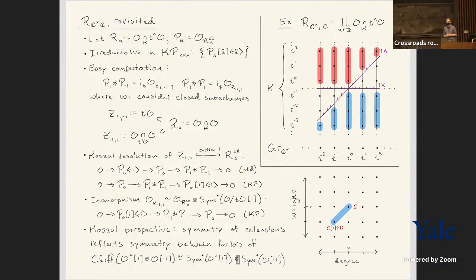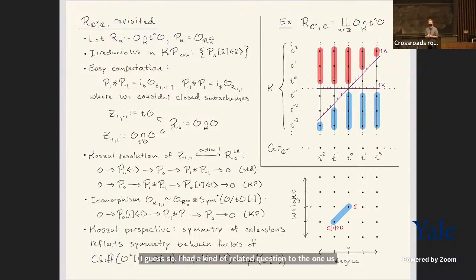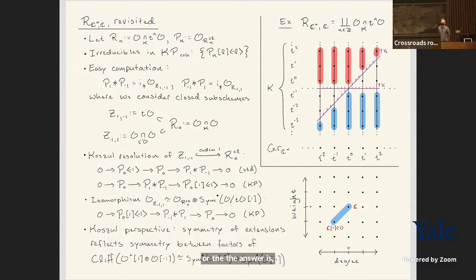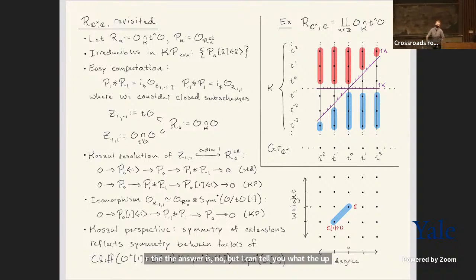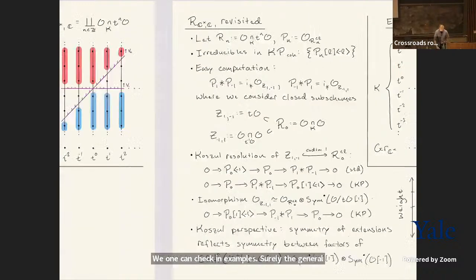Yes, I had a question related to the one asked by Sasha Shapiro, which is that in some known examples where you can, as you say, compute the cluster structure by hand, does this Koszul self-duality have anything to do with, say, the cluster Donaldson-Thomas transformation? Or... the answer is no, but I can tell you what... this is a statement one can check in examples. Surely the general statement, the cluster Donaldson-Thomas transformation.